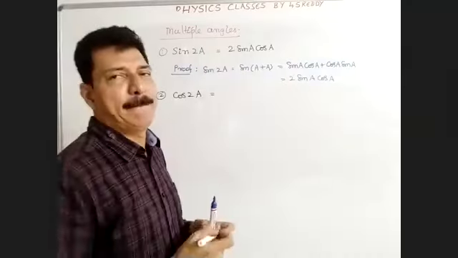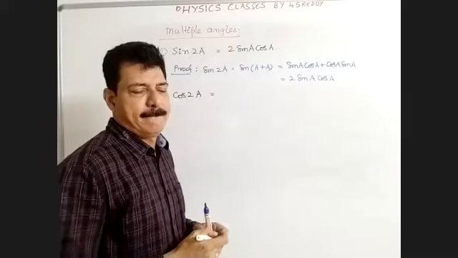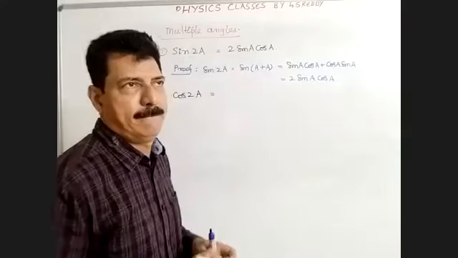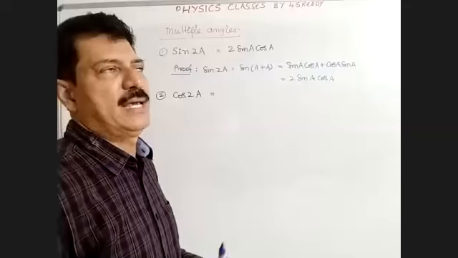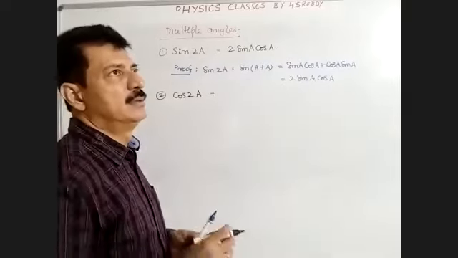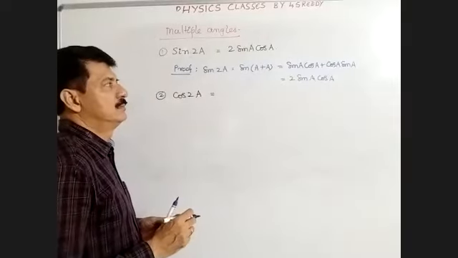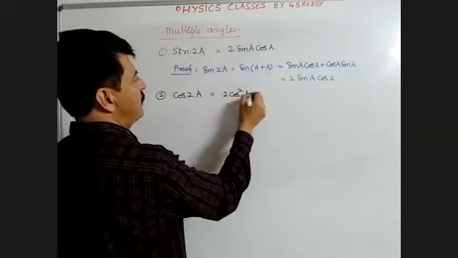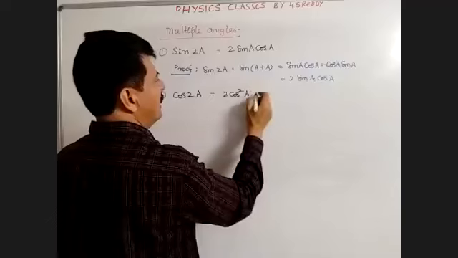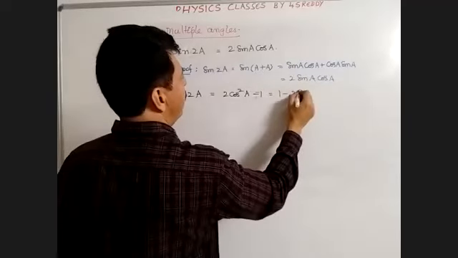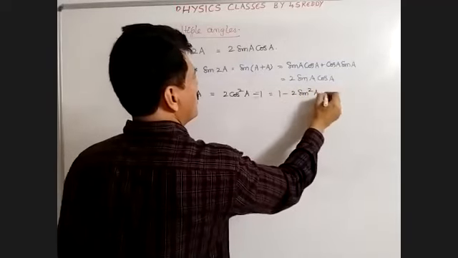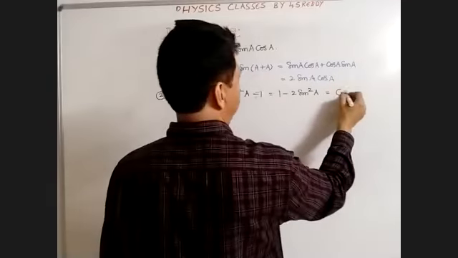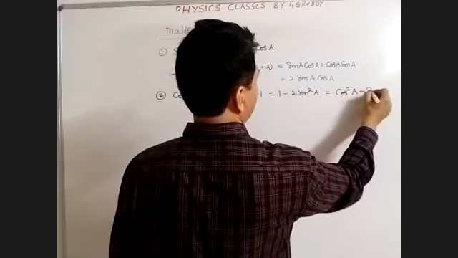Cos 2A. Can anybody? Cos 2A is equal to 2 cos square A minus 1, or 1 minus 2 sin square A, or cos square A minus sin square A. That's right.